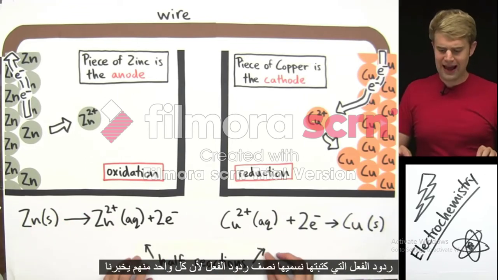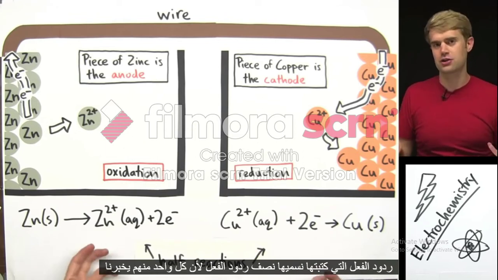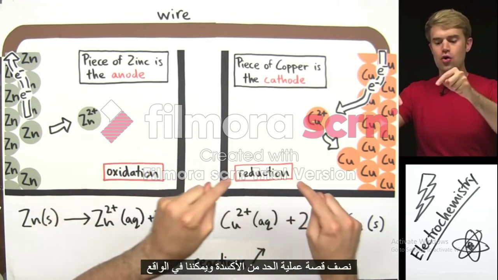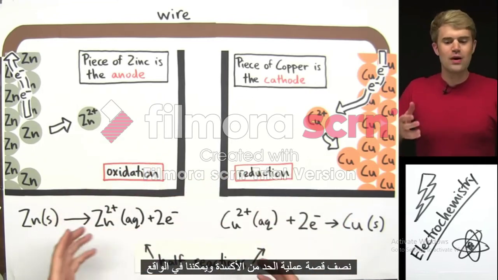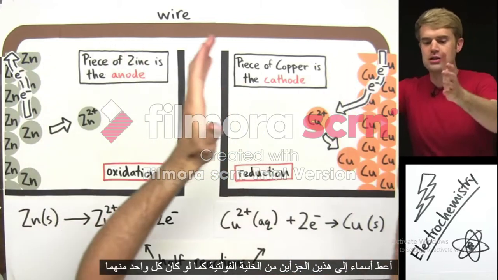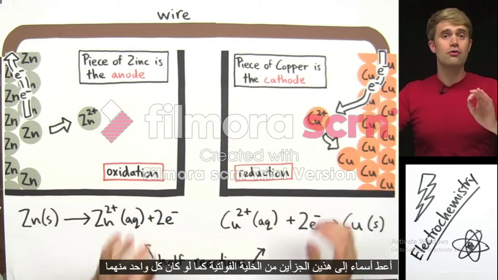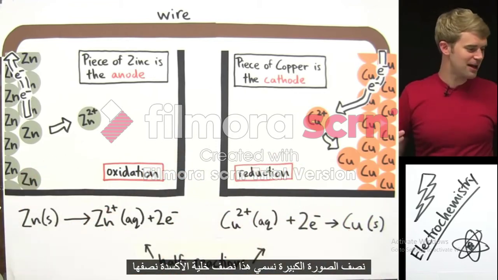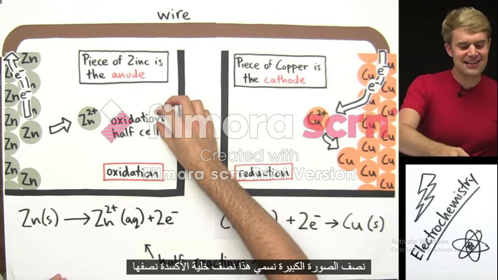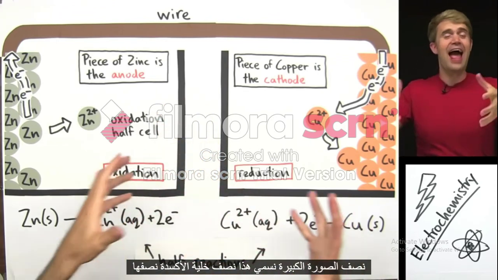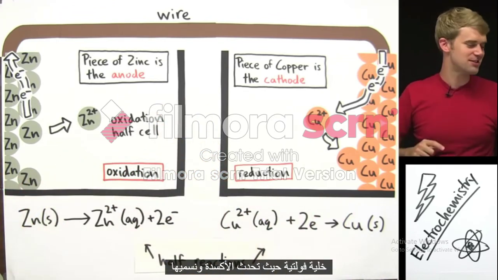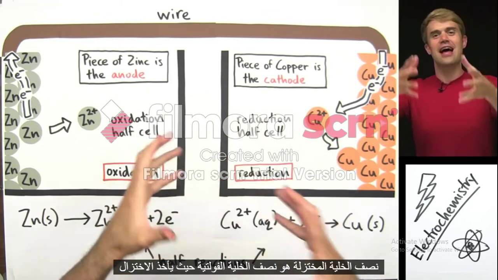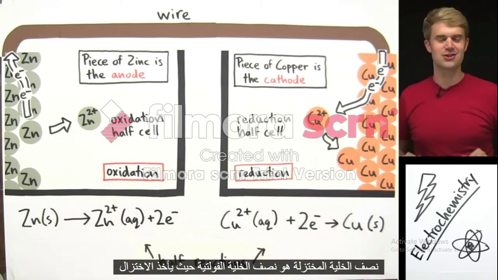Now these 2 reactions that I wrote, we call them half reactions because each one of them tells half the story of the oxidation reduction process. And we can actually give names to these 2 parts of the voltaic cell as if each one of them is half of the big picture. We call this the oxidation half cell. It's half of the voltaic cell where the oxidation is taking place. And we call this the reduction half cell. It's half of the voltaic cell where reduction is taking place.